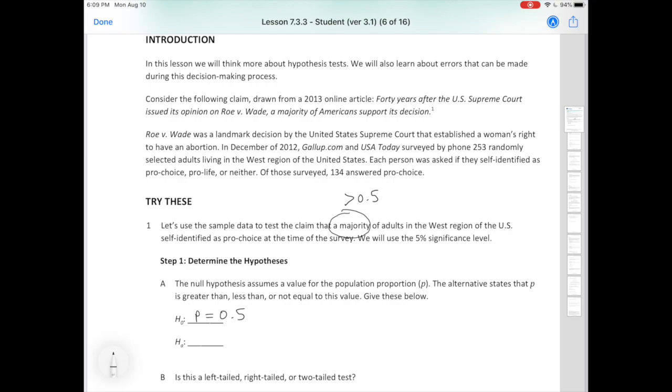So the null hypothesis is that P is equal to 0.5. The alternative is going to be that P is bigger than 0.5. How do we know? Because again, the word majority, right? We know that's greater, and we know that had to be the alternative because the null hypothesis always has the equal sign.